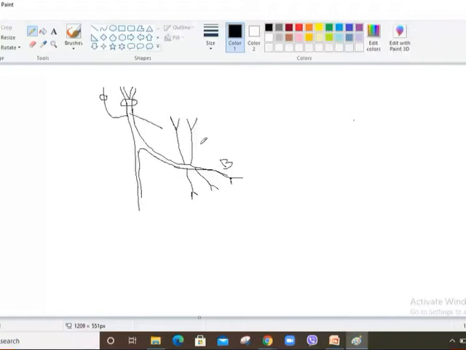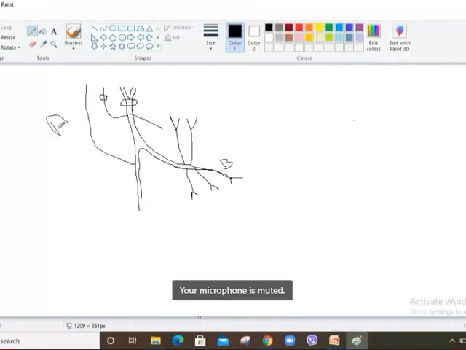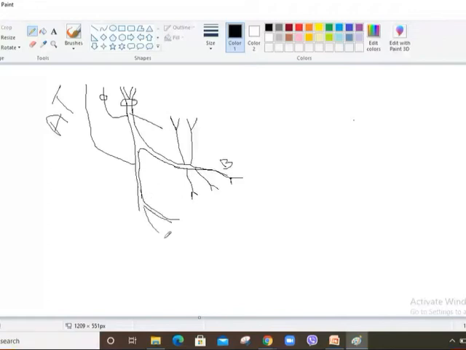Now next one is from the posterior division. One nerve will pass behind the external acoustic meatus over here like this one. This is known as the auriculotemporal nerve. Next one is we have the lingual nerve, and next one is we have the infraalveolar nerve.